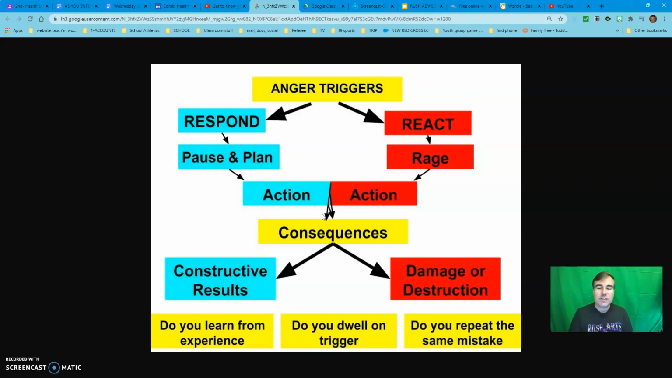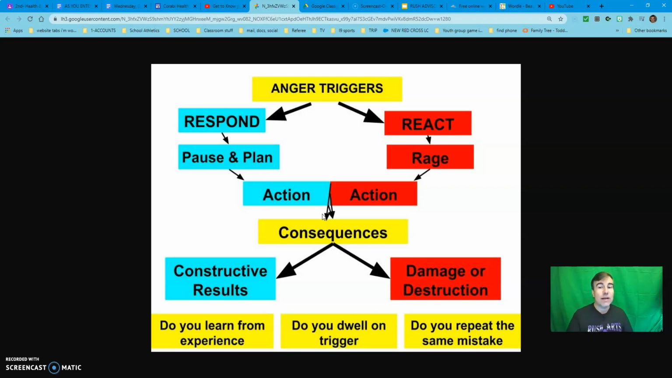And those constructive results then ask you to ask a question. Did you learn from your experience? Do you dwell on the anger trigger, or do you repeat the same mistake again? If we react to an anger, that's almost like a reflex. It's real quick. That is usually out of rage.